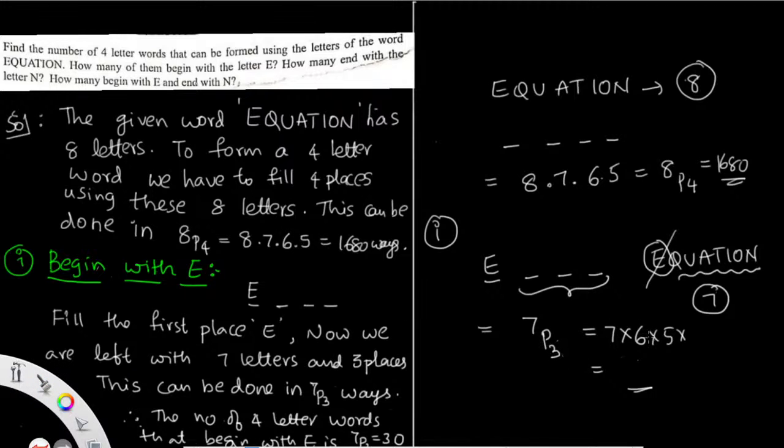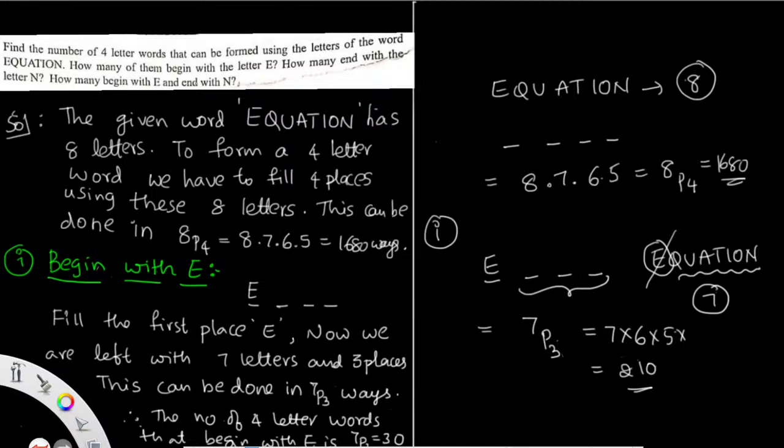So 7P3 is 7 into 6 into 5, that is 210 ways. Nothing but, fill the first place with E, then the 3 places can be filled by the remaining 7 letters in 7P3 ways. This is the first question, first part. In this way I am explaining on the right side, and you have to write all those things in this way. It carries 4 marks in the examination, so the explanation is most important. That's why it takes time, and that's why I wrote it previously.